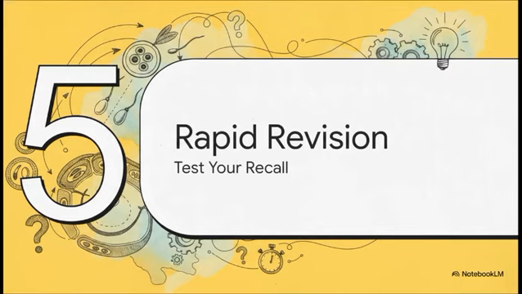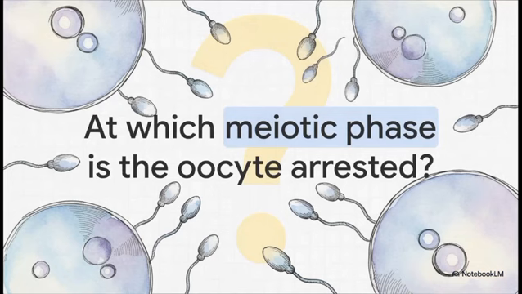All right, time for our rapid revision. Let's lock this knowledge in with a quick recall session, mimicking previous year exam questions. Try to answer these in your head before I reveal the text. Here's your first challenge, and it links all the way back to the very start of our explainer. At which exact meiotic phase is the secondary oocyte arrested, just waiting for fertilization?